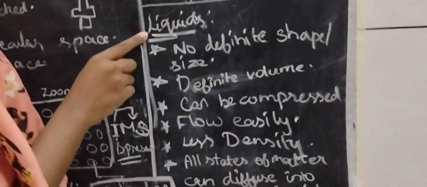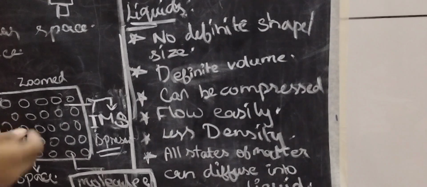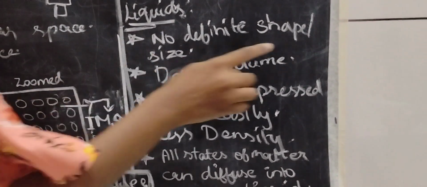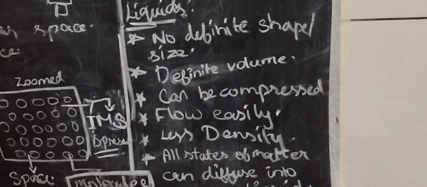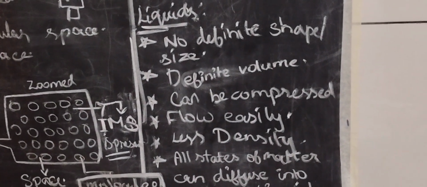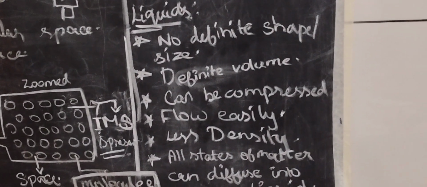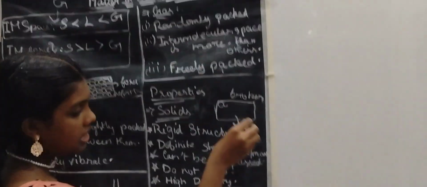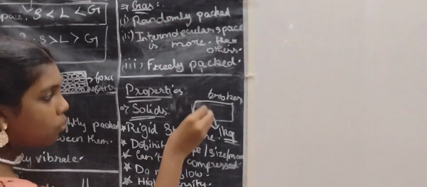It is liquids. So liquids don't have a definite shape or size. If you see, they don't have a definite shape or size. They take up the shape of the container which they are inside. If you see, I will take it here itself, this is liquids.